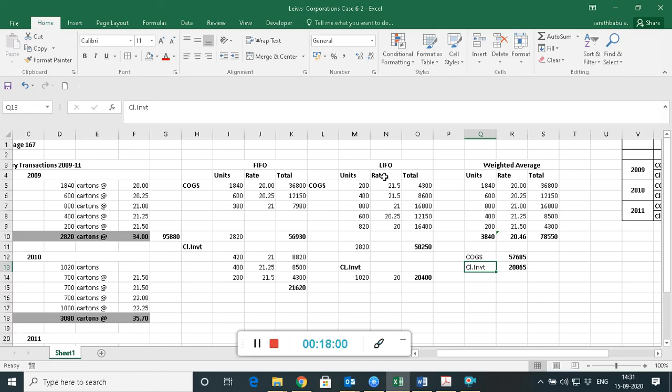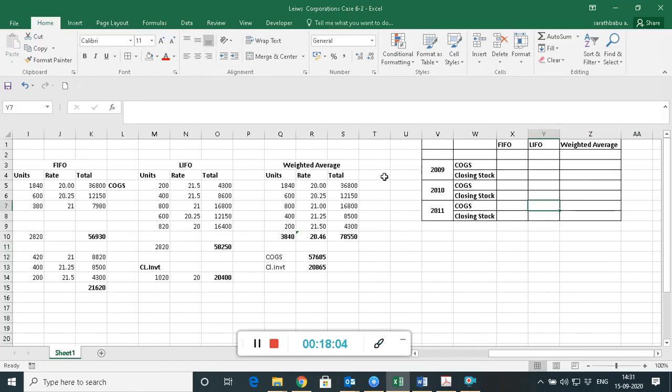So let us summarize this here in the table. My COGS as per FIFO method is 56,930 and closing stock as per FIFO method is 21,620. LIFO method COGS is 58,250 and closing inventory is 20,400, right? As per weighted average method, my COGS is 56,680 and closing inventory is 20,650.